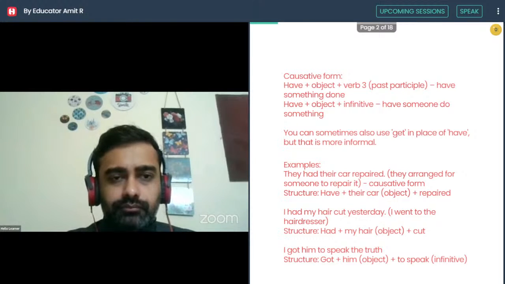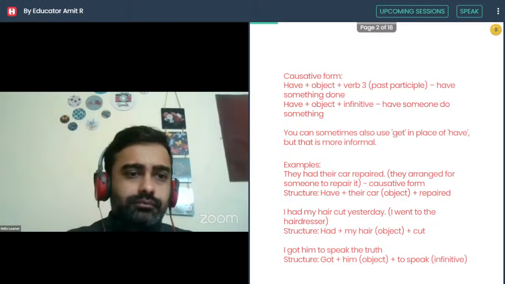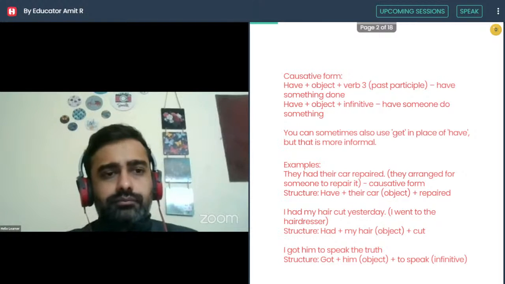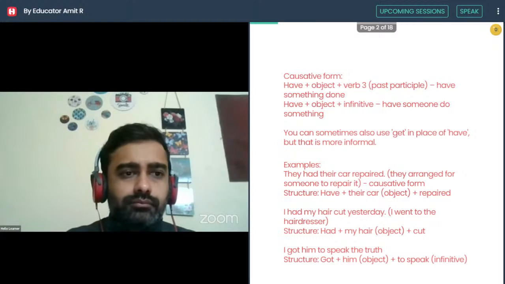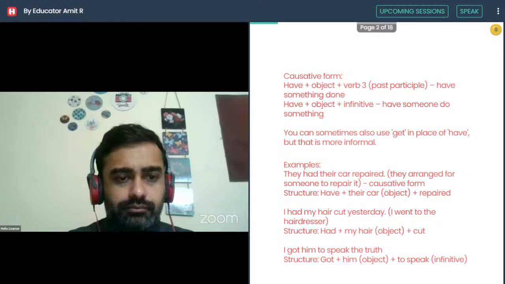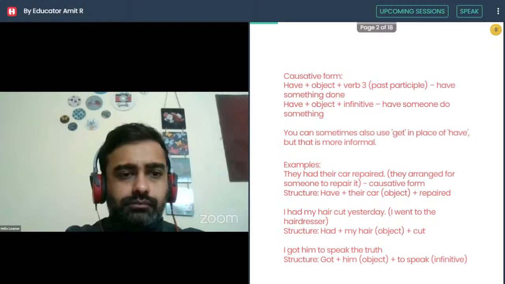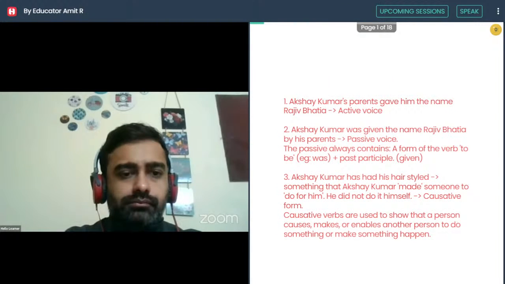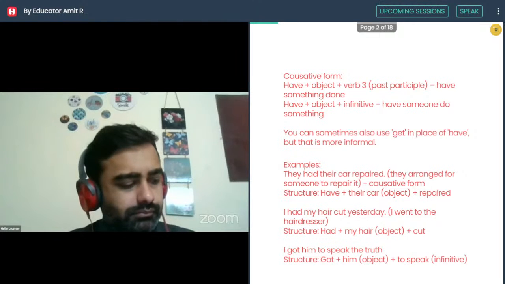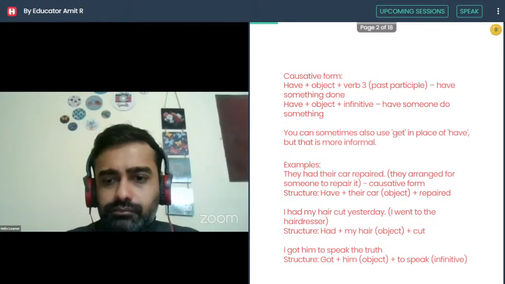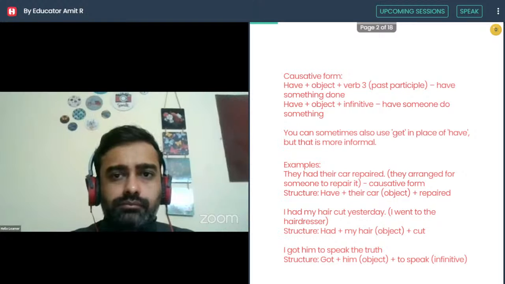Okay, causative form. Have plus object plus V3, past participle. Have something done. Have plus object plus infinitive. Have someone do something. You can sometimes also use get in place of have, but that is more informal. Examples: they had their car repaired. They arranged for someone to repair it. Causative form structure: have plus their car, object, plus repaired.